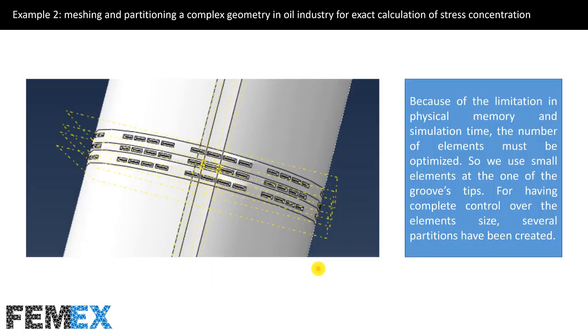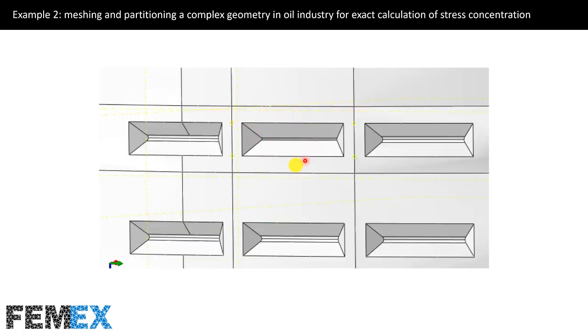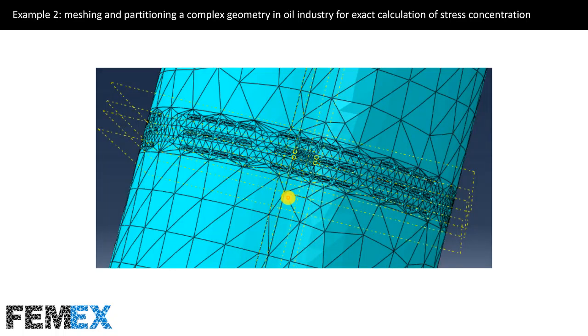Because of the limitation in physical memory and simulation time, the number of elements must be optimized. So we use small elements at the groove's tip. For having complete control over the element size, several partitions have been created. Here you can see the partitions. I have used datum planes for creating the partitions, and this is the selected groove, this one. And I have used tetrahedral elements for meshing this geometry.